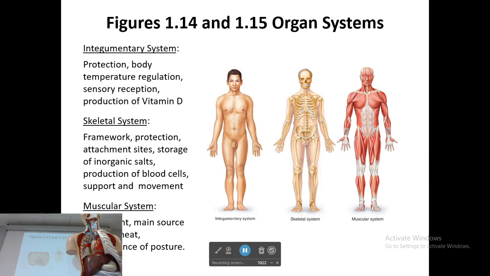Okay, the next thing that we're going to do is look at the organ systems. Okay, and so you've got one of the organ systems right here on the little rolly thing. What would that be? Skeletal system. Okay, so the skeletal system is made up of the bones. And you can see the individual bones would be the organs of the skeletal system. What are some of the functions of the skeletal system? What does it do for you?